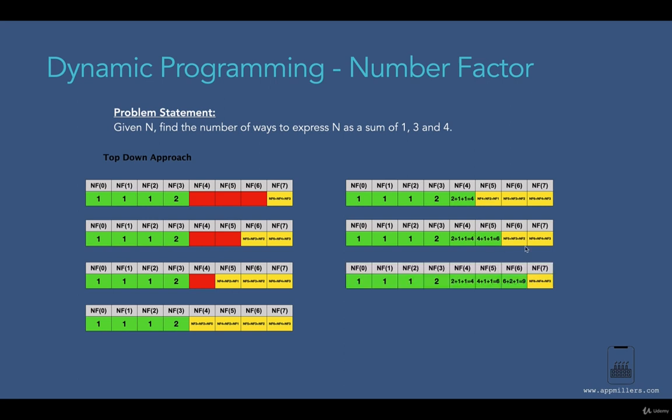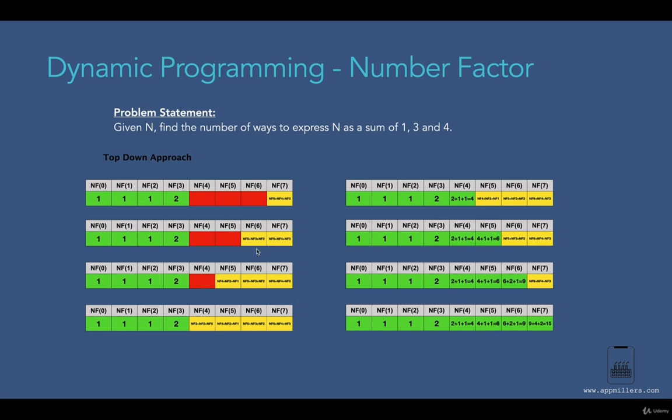Now if we continue one more step, we can calculate it for number factor 6, and if we continue one more step, we can calculate it for number factor 7 over here. So as you can see, by going from top to down, we have calculated all results based on the top-down approach. So our array gets filled like this when we are using the top-down approach.